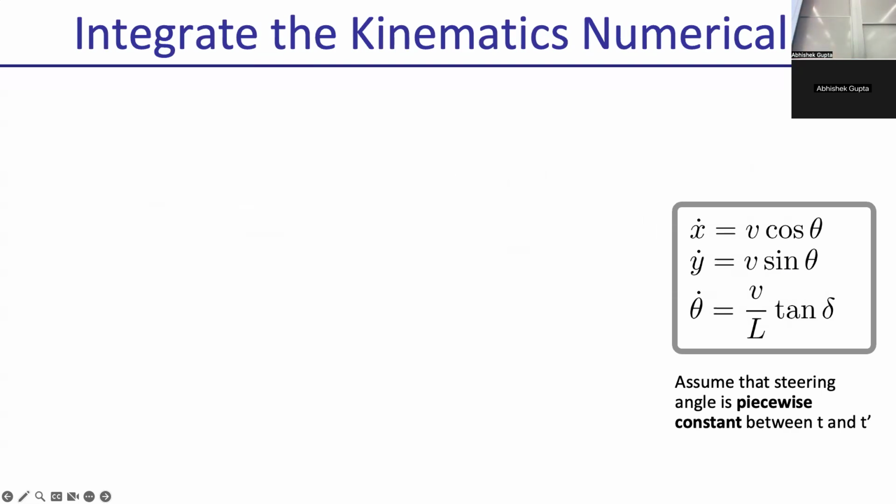Right? So let's start with x dot. What we're going to do is take x dot and integrate it over some small period of time, right? So we're going to say V cosine theta integrated over an interval from t to t prime, right? So what is the integral of V cosine theta?